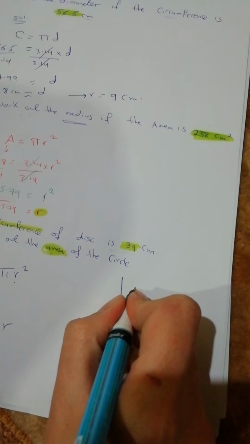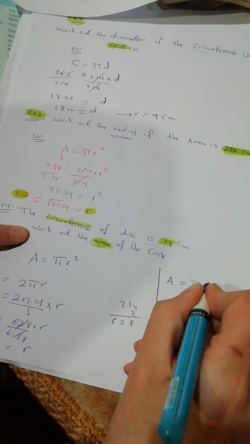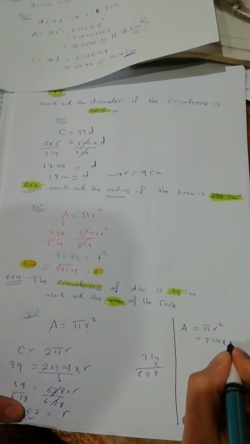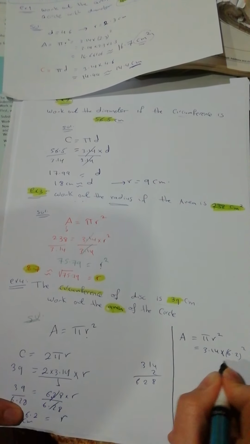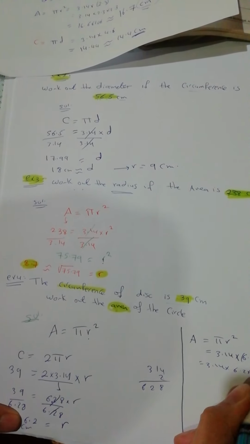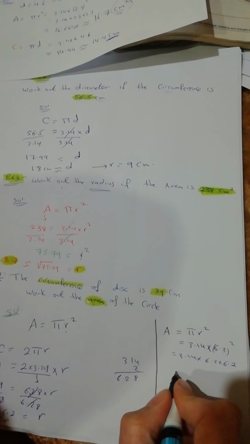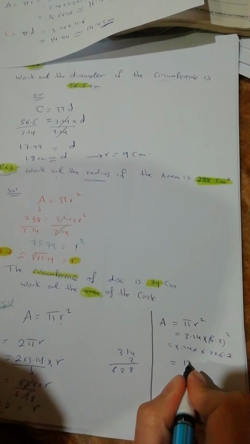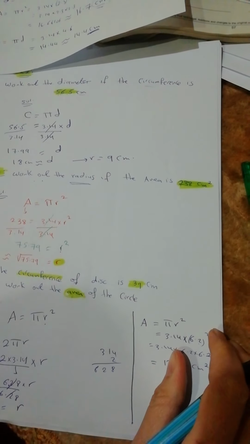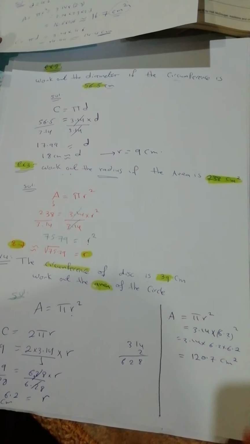Now I'll continue here. To find the area, pi r squared, now 3.14 times 6.2 squared, it means 3.14 times 6.2 times 6.2, which is 120.7 centimeters squared.